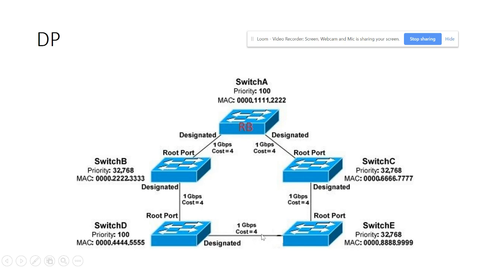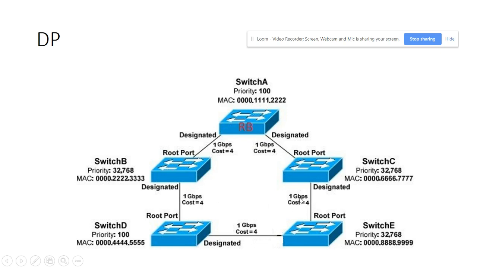Now let's take a look at this link. We have both these ports as candidates for designated port. Now we have to calculate the cost in each direction. If we go in this direction, the cost is 4 plus 4, 8. And if we go in this direction, the cost is 4 plus 4, again 8.